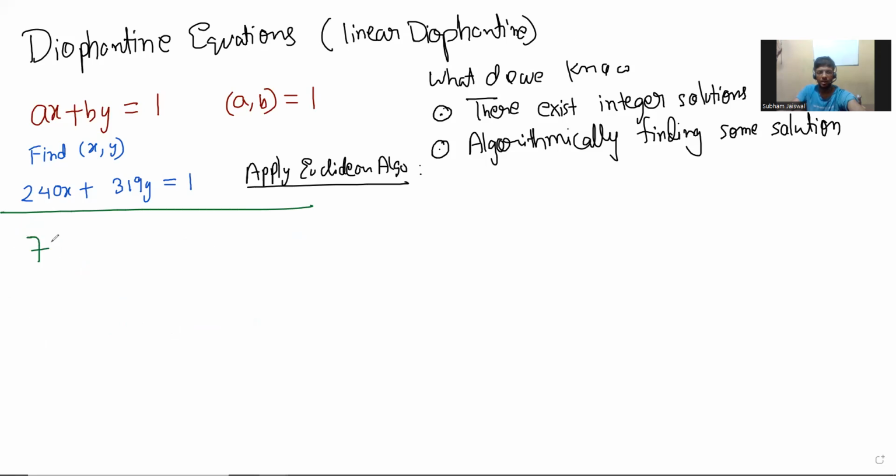So let's see. We have 73x plus 47y equal to 1. Yeah. I don't want just the final answer. You should tell me the steps and then we should do it. So first just work it out, and then tell me if you have completed, or if you get stuck, then tell me.